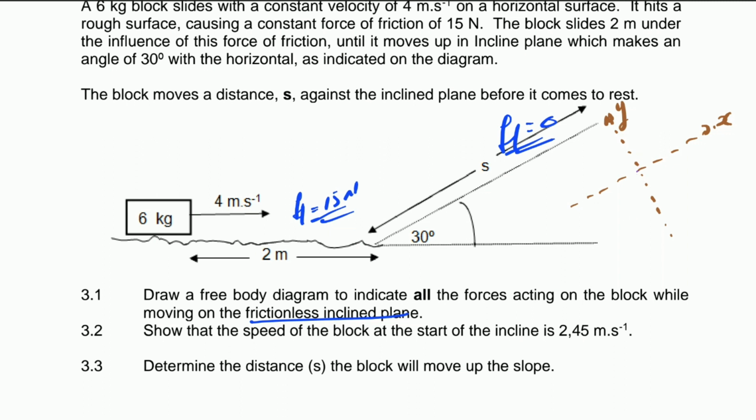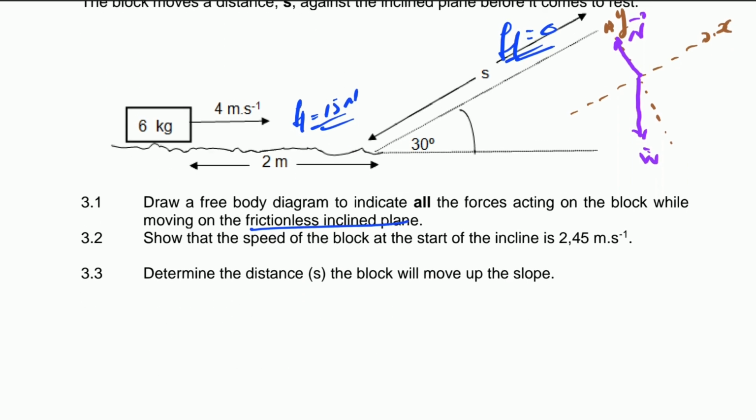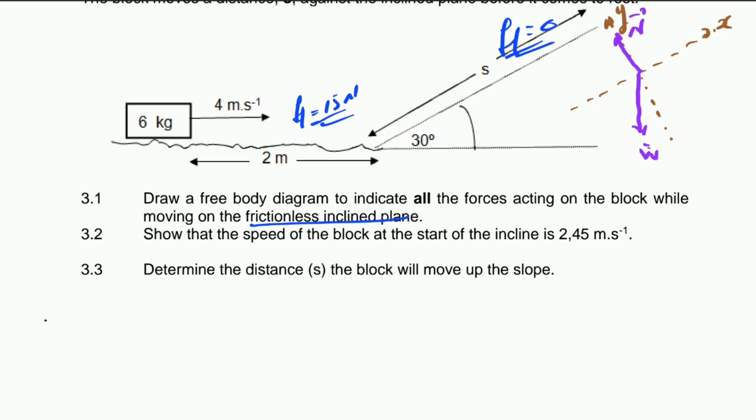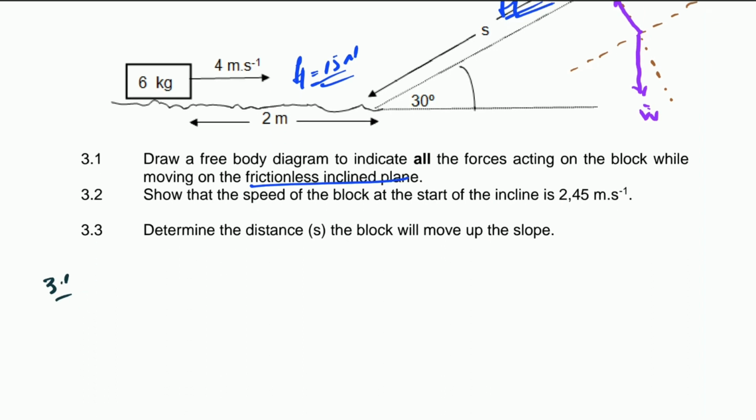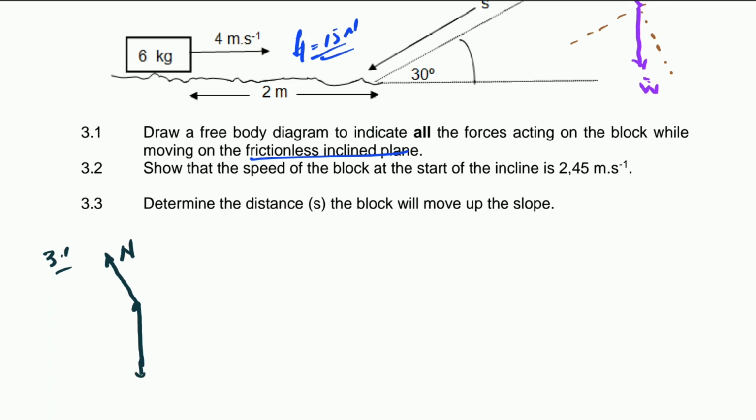That one is not straight down, it's straight down. This is weight and normal force. There is no friction, guys. This one is normal force. So those are the only 2 forces, and therefore in question 3.1, that is the free body diagram they want. One with the normal force, and then one with the weight pointing straight down. That is the free body diagram they want.